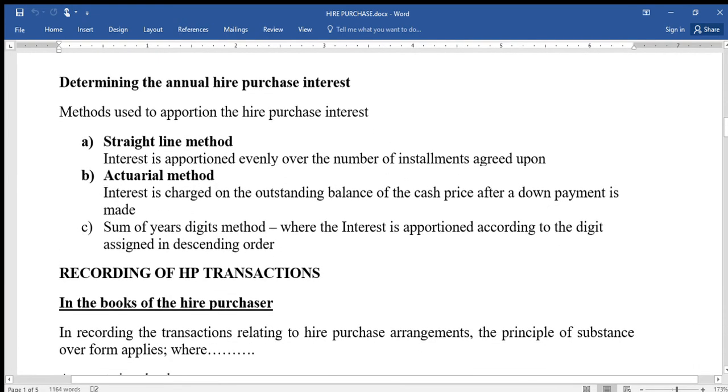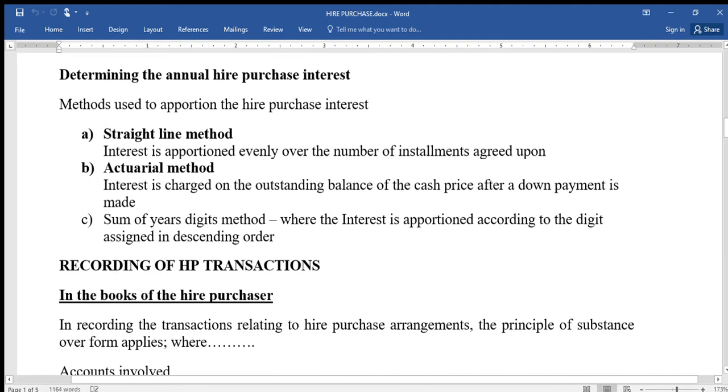Now let's look at how to determine the annual hire purchase interest. We have three methods. The first method is the straight line method. In the straight line method, interest is apportioned evenly over the number of installments agreed upon. Like straight line, the interest is the same for all the years.